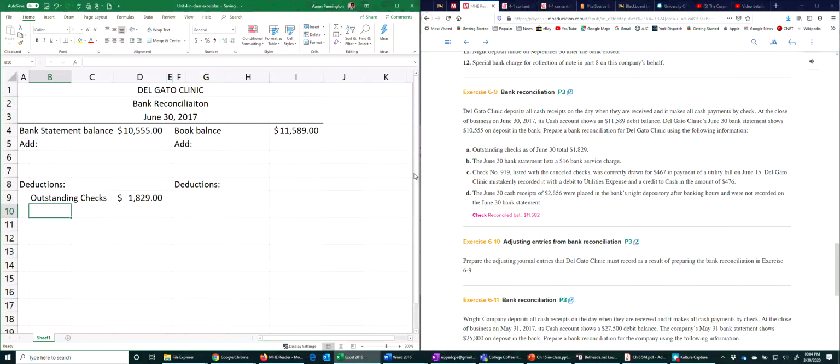Let's continue. So the next, it says June 30th bank statement lists a $16 bank service charge. So banks don't necessarily tell you when they're going to charge you for a service. They've already got your money, so they just take it from the account. And so that means we need to deduct it from the book balance because it hasn't yet been recorded.